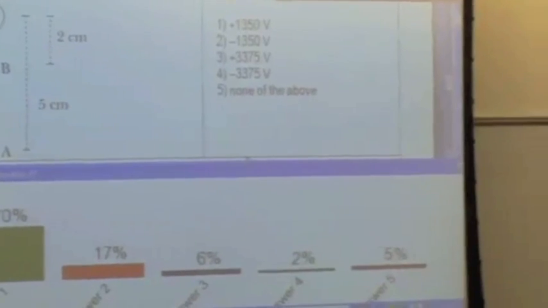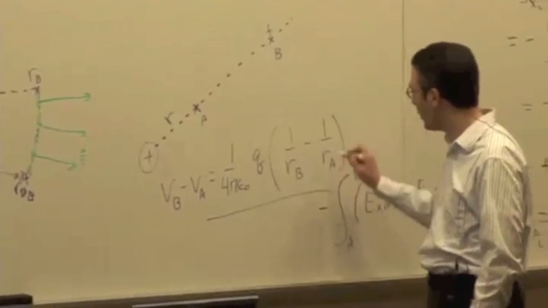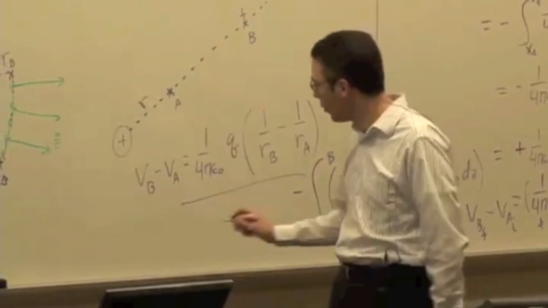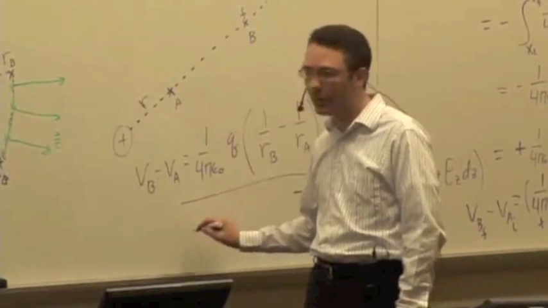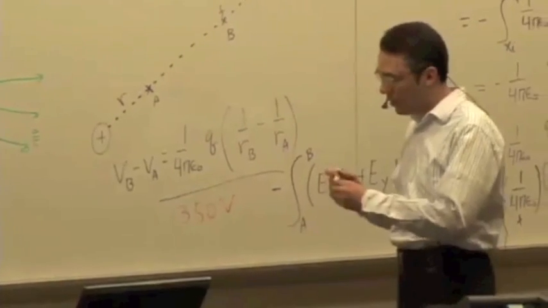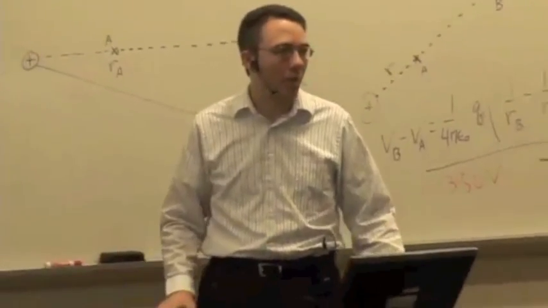You know the constant, you know the charge. You know distance B is 2 centimeters, 0.02. Distance A is 5 centimeters. If you plug all of it in, it should work out to be 1,350 volts. It's just, we have the results. We could just plug it in.